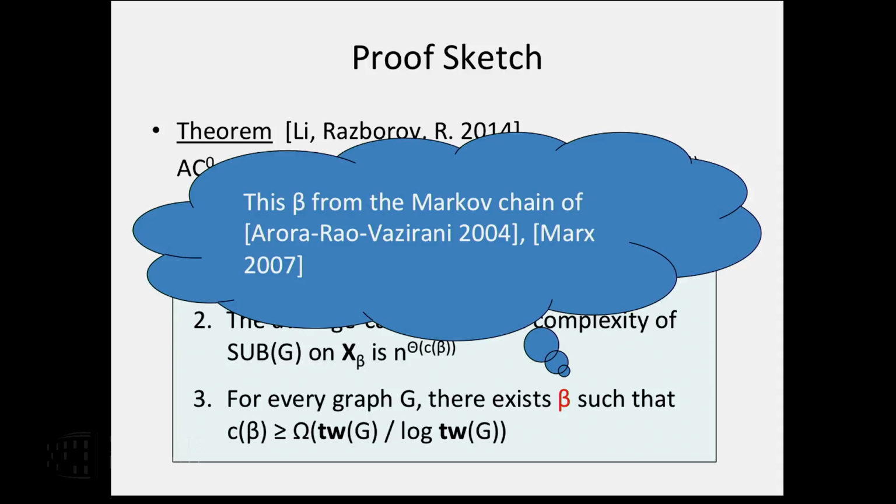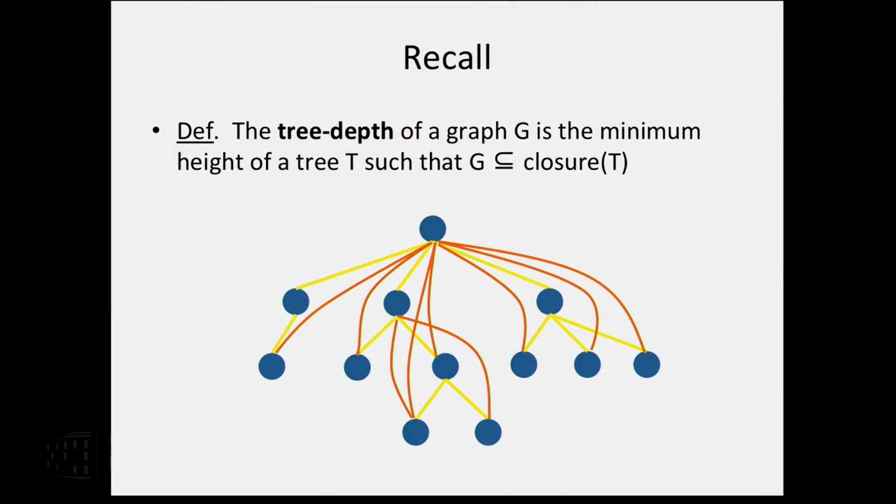And of course this beta is coming from this Markov chain that's a kind of certificate of having large tree width. Okay, so now I'll say something about the second result, this lower bound on the AC0 formula size in terms of the tree depth. So let me remind you of the definition of tree depth. Recall that the tree depth of a graph G is the minimum height of a tree T such that G can be realized as a subgraph of the closure of T.